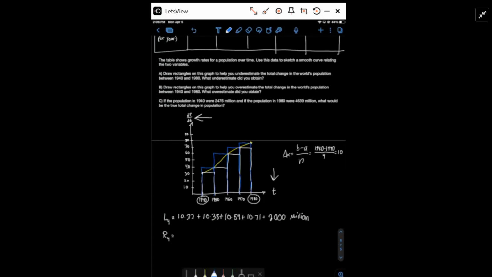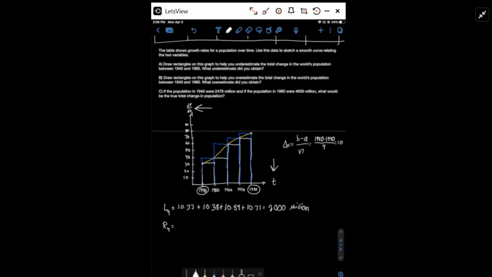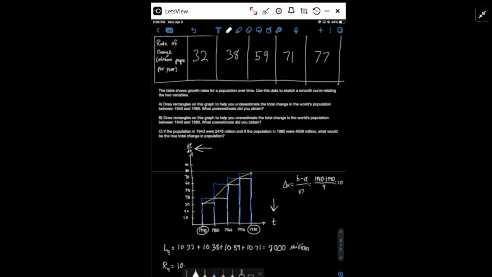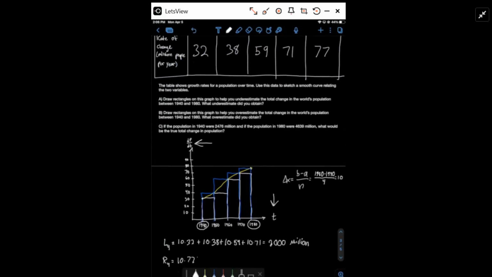So when we do base times height here, it's going to be base, which is 10, times 77, plus 10 times 71, plus 10 times 59, plus 10 times 38. And that's going to equal 2,450 million. And that is the overestimate of the world's population.